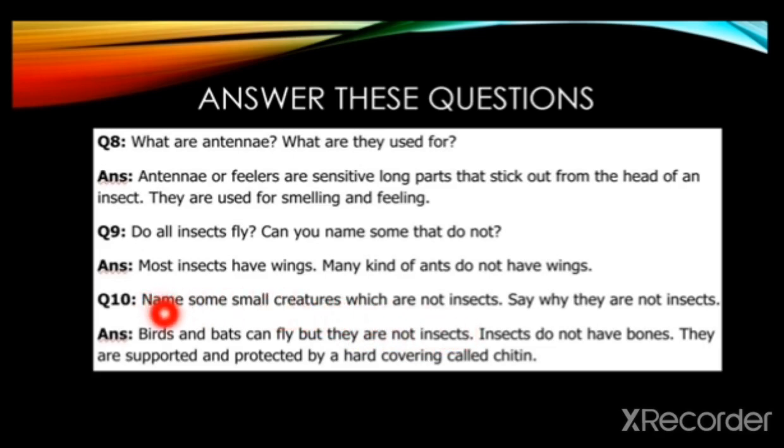I repeat this question for you people. Name some small creatures which are not insects. Say why they are not insects. The answer is, birds and bats can fly, but they are not insects. Insects do not have bones. They are spotted and protected by a hard covering called chitin.